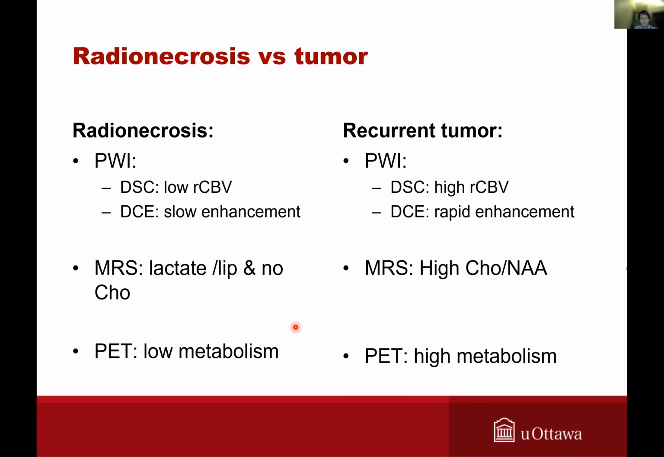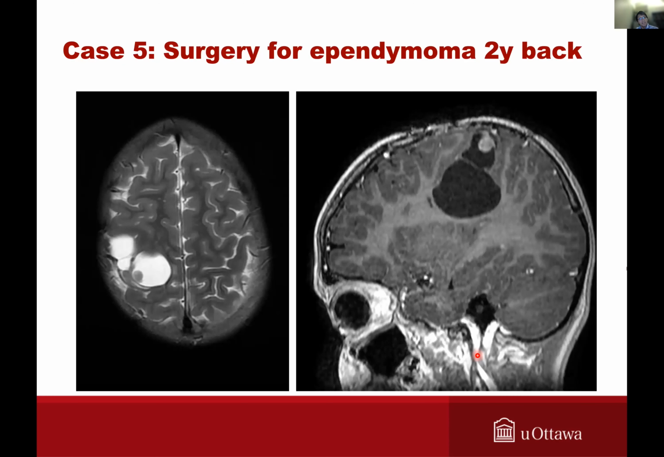In radionecrosis, in perfusion, we're going to see a decrease or low relative cerebral blood volume, and also you're going to have a very slow enhancement on DCE. If you have a recurrent tumor, you're going to have high relative cerebral blood volume, and a rapid enhancement around 30 seconds on T1. In radionecrosis, you're going to have lactate peaks, and you tend not to see choline. While if you have a recurrent tumor, you're going to have high levels of choline versus NAA. And PET is going to help as well. You are going to have a very low metabolism in radionecrosis, while in recurrent tumor, you're going to have a high metabolism.